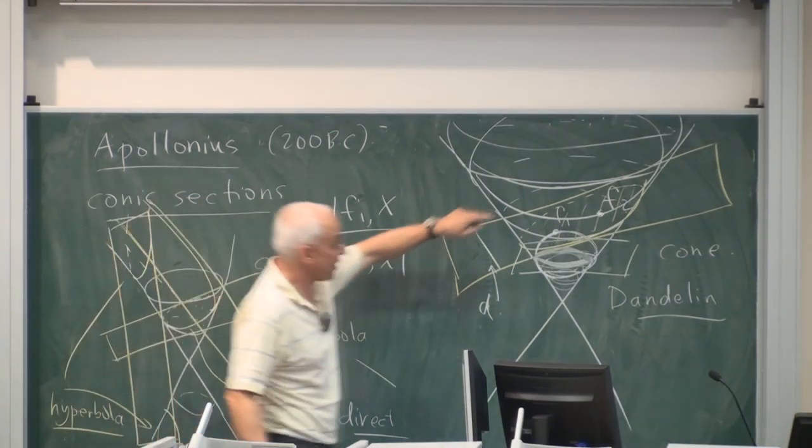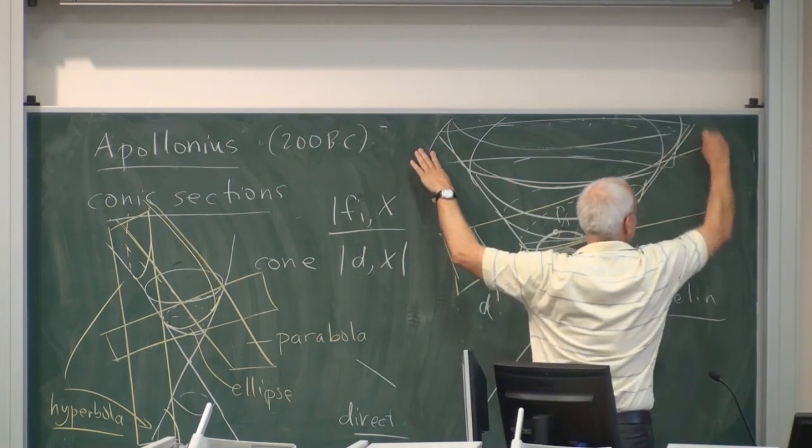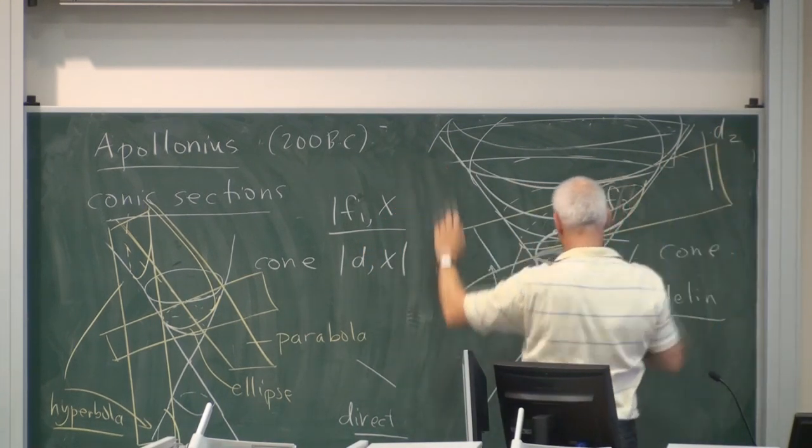And there's another directrix for the other focus, which is obtained by taking this plane through this equator and looking where it intersects the line. That's the second directrix.